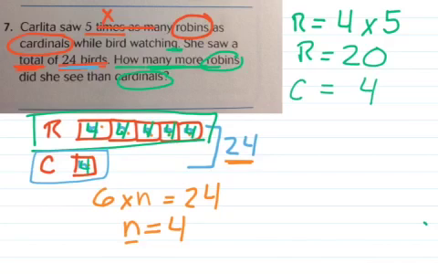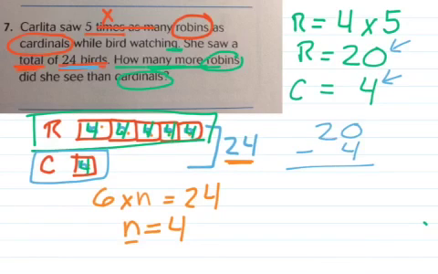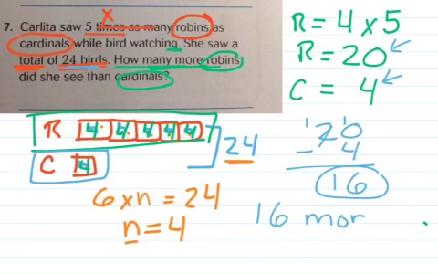Now, my question's asking me how many more robins do I have than cardinals. So I have to subtract 20 minus 4. When I subtract 20 minus 4, I'm going to borrow here. That's going to turn into a 10. I get 6, and I bring down my 1. So my answer is going to be 16. So I need to write it in a nice sentence. 16 more cardinals than, I'm running out of room, robins.